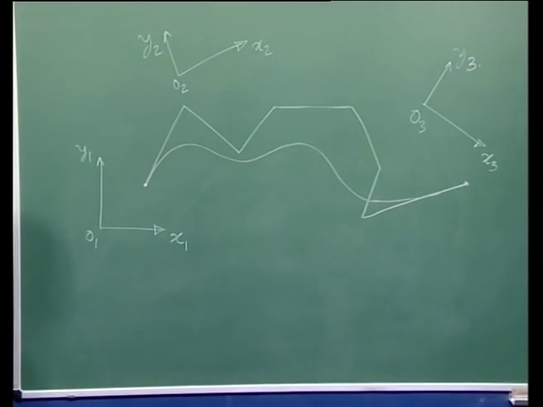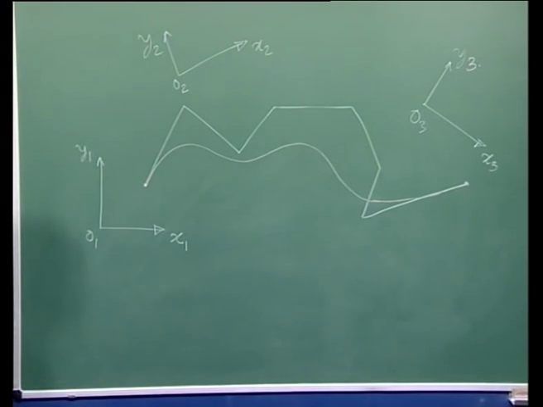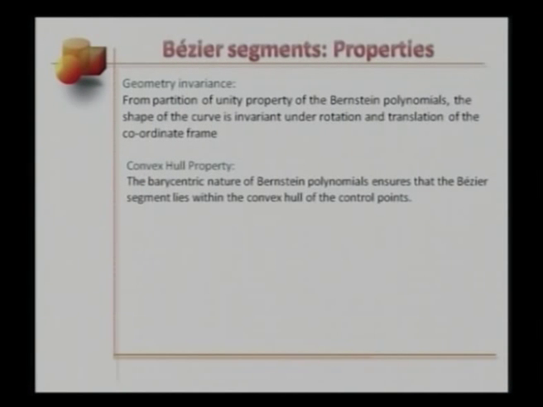And this is due to the fact that the Bernstein polynomials all sum to 1, which would preserve the affine combination. This is an important property, the convex hull property. The barycentric nature of Bernstein polynomials ensures that the Bezier segment lies within the convex hull of the control points. For example, let this be a generic control polyline, and correspondingly, let this be the Bezier segment.